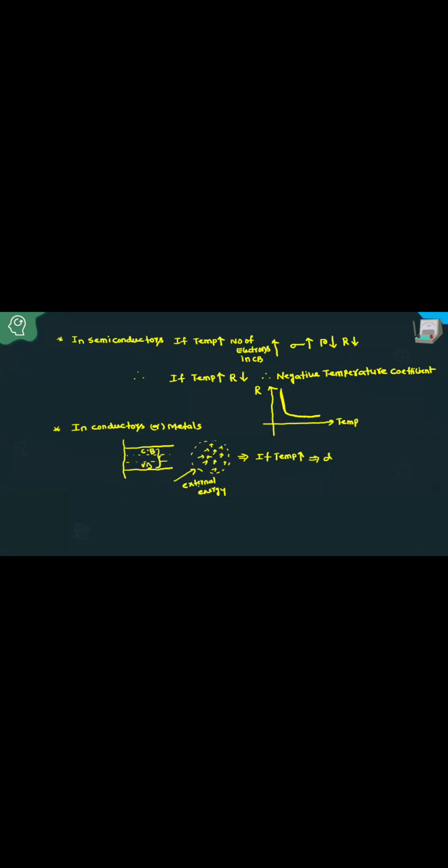If you apply any external energy, because of that energy, due to collision of electrons, the conductivity reduces, resistivity increases, resistance increases. That is, in conductors, if temperature increases, what about the resistance, friends? Increases. That's the reason why conductors are metals. There is a positive temperature coefficient. And one more point you have to remember here, friends.